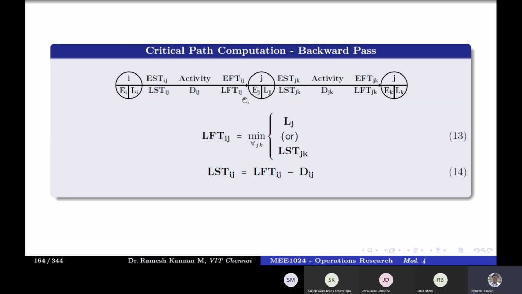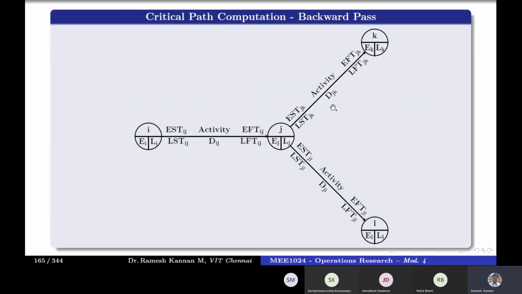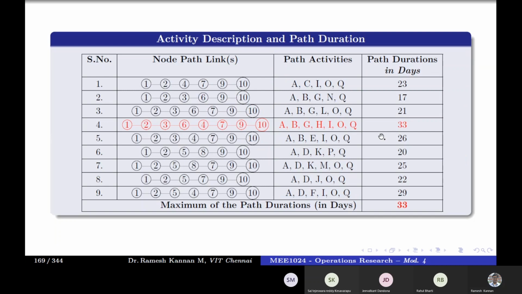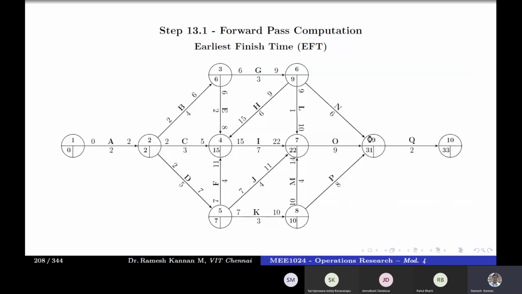Whichever is minimum, that will be the LFT of this thing. If you have a comprehensive network like this, LFT depends on the LST of JK and the LST of JL. So whichever is minimum of that, that will be the LFT of IJ. Okay, I quickly ran through the stuff.